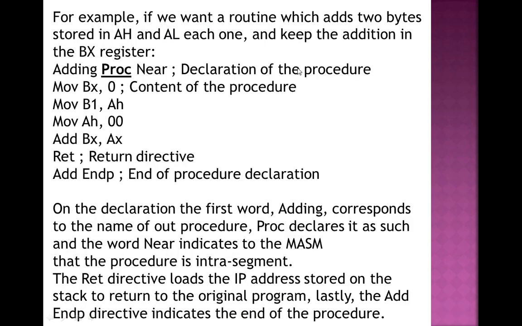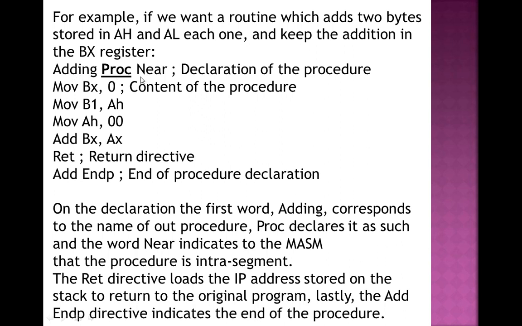For example, now there is an example. If I want a routine which adds 2 bytes stored in AH and AL. AH is also a register, AL is also a register, and we keep the addition in the BX register. Means these are the two registers. We can add the 2 bytes and store the addition in the BX register. So this is your procedure.